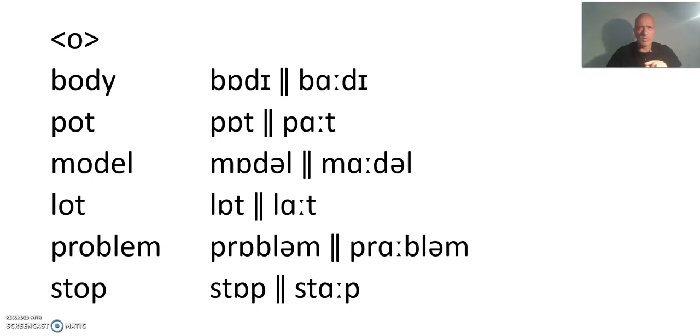So spelling O, first of all. So you have body in British English and body in American. Body, or pot, and part. A model and model. A lot, problem, stop and stop. You could go on. Coffee and coffee, frog and frog.